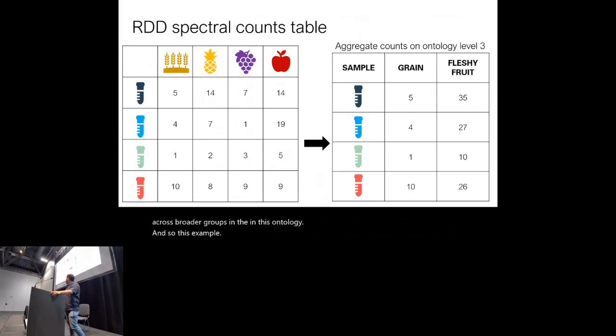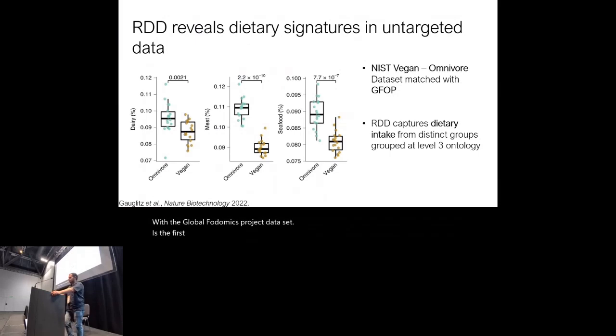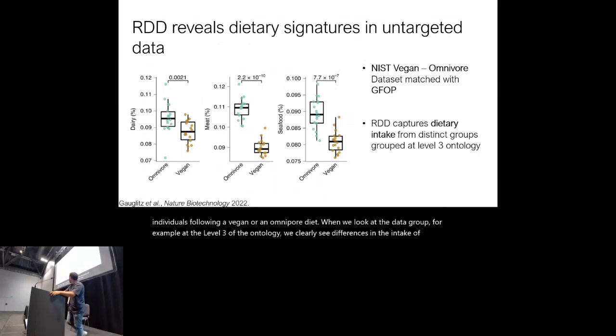This example with the Global FoodOmics Project dataset is a first application, and it was possible to detect differences in food intake between individuals following a vegan or an omnivore diet. When we look at the data grouped, for example, at level 3 of the ontology, we clearly see differences in the intake of dairy, meat, and seafood products between omnivore and vegan groups.